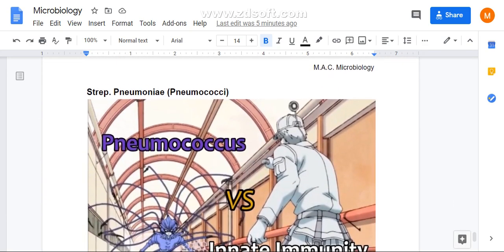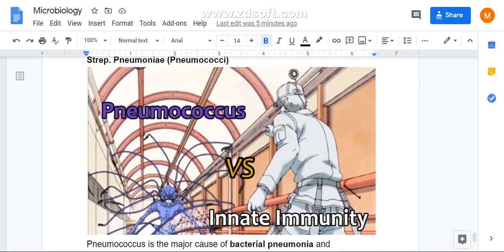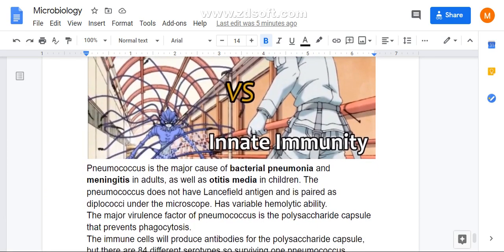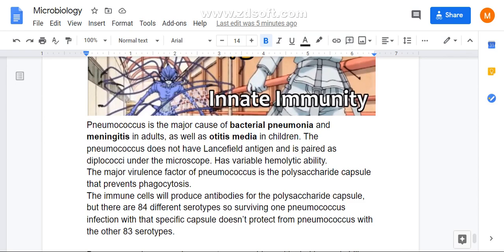So this is the last strep, which is Strep pneumococcus. Pneumococcus is a major cause of bacterial pneumonia and meningitis in adults, as well as otitis media in children. Otitis media is also known as middle ear infection. Pneumococcus does not have a Lancefield antigen and is paired as diplococci under the microscope. It has variable hemolytic ability.